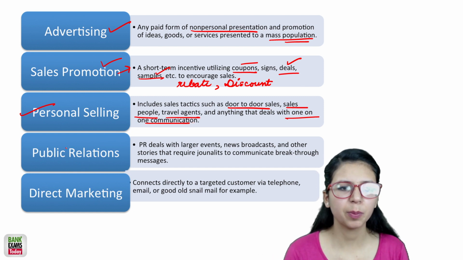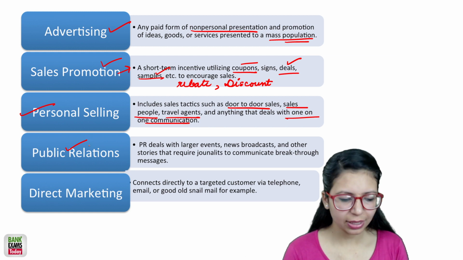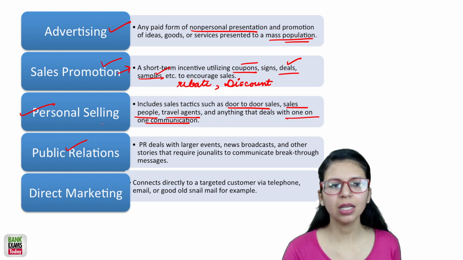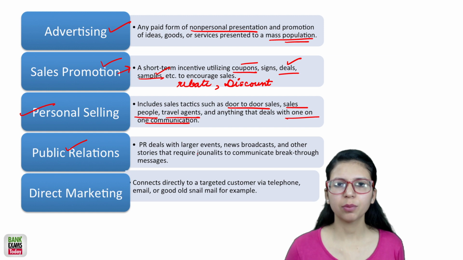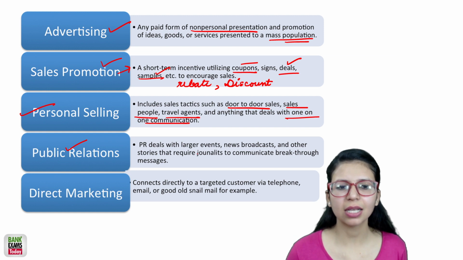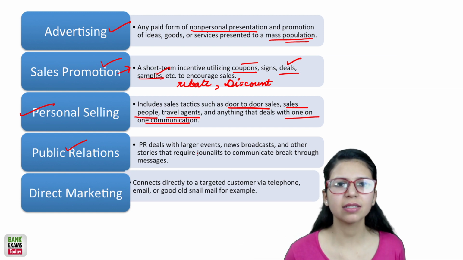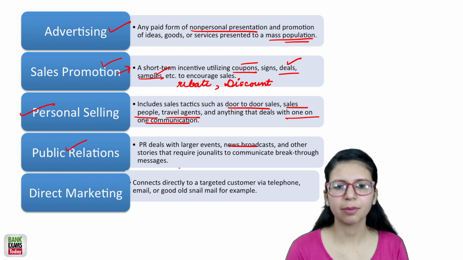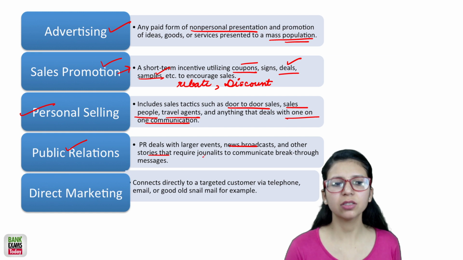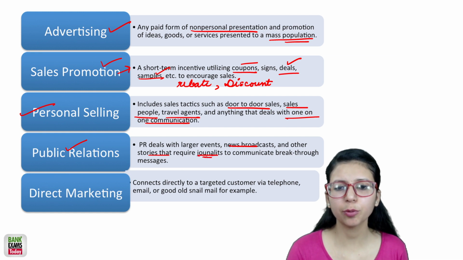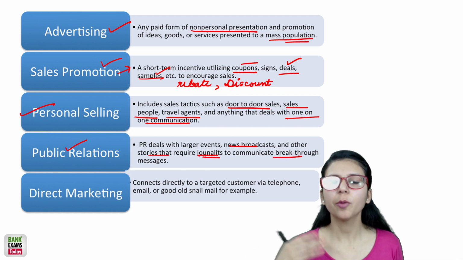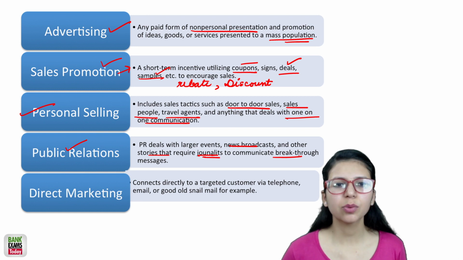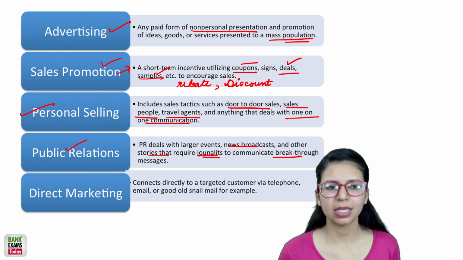Next is public relations. Now what is public relations? Basically, whenever there is news broadcasting or events happening, like a news broadcast, or stories where journalists are required to communicate. That is what public relations is.